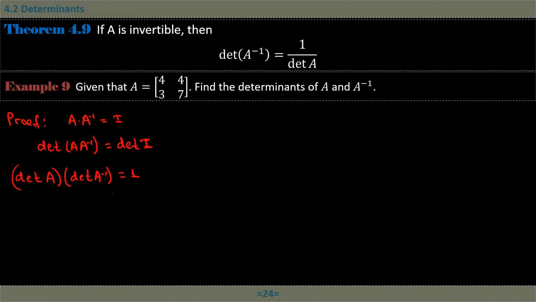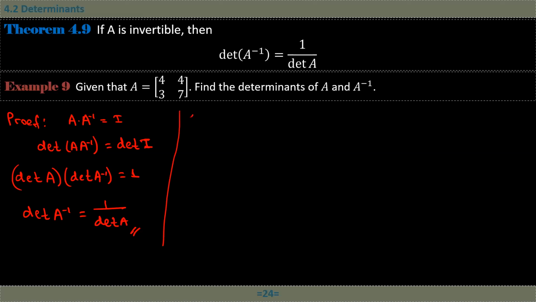Now from here, if you take this to the right-hand side, since A is invertible, we know that the determinant of A is not equal to 0. So I can divide both sides by this non-zero number. So the determinant of A inverse is equal to 1 over the determinant of A. Okay, that's the proof of this theorem.